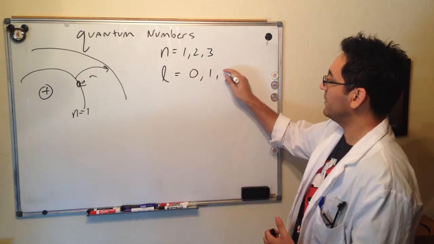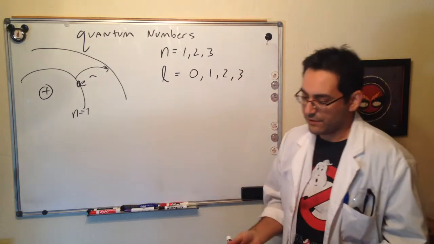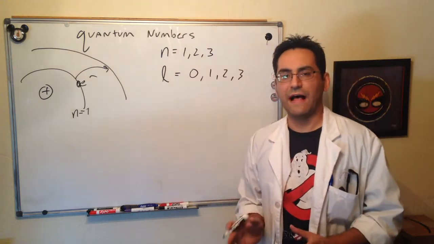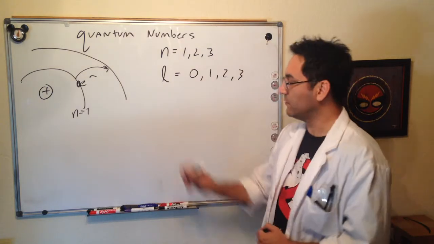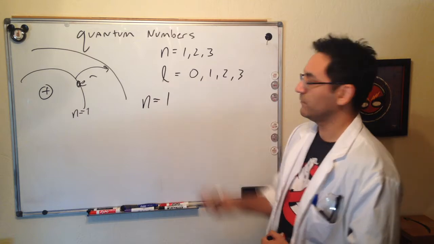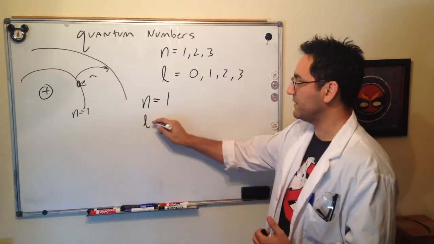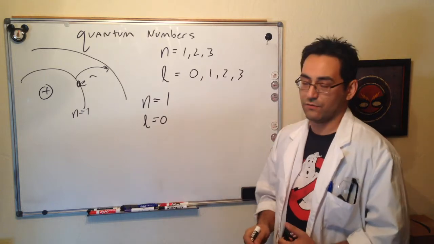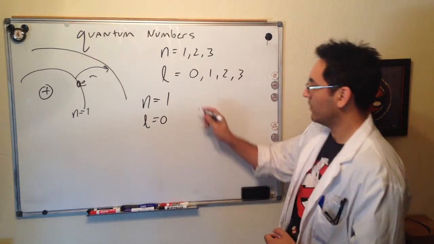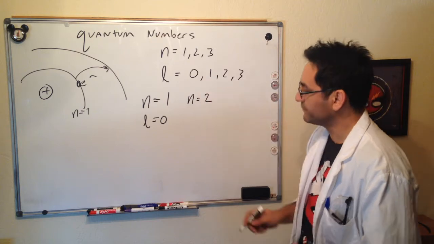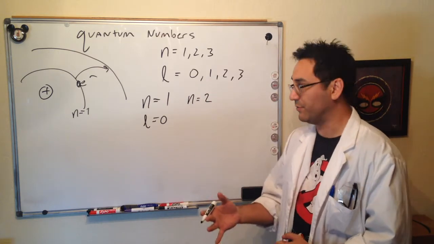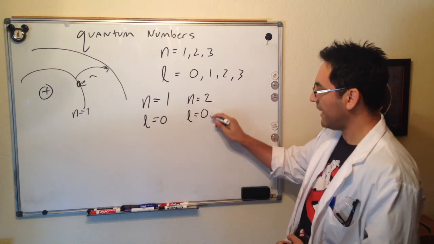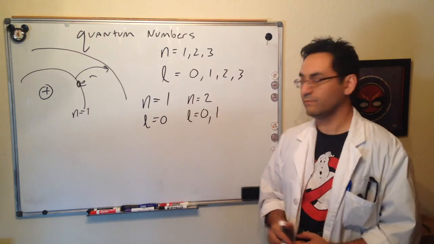It can be 0, 1, 2, 3. So let me give you an example. Let's take all the possible values for L when n equals 1. Well, when n equals 1, L can only be 0, only up to 1 minus, or this number minus 1. Let's say that n equals 2. Well, it can be everything up to this number minus 1. So that means L can be 0 and can be number 1.